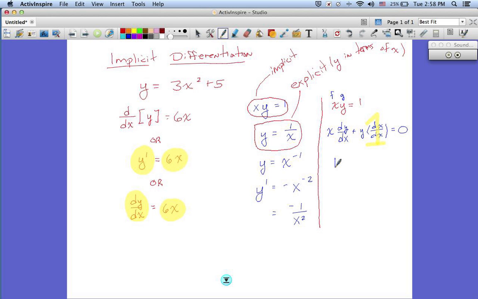So I end up with dy dx is equal to, and I want to subtract y and divide by x. That's my derivative. Now my derivative, notice, is in terms of both x and y. In this case, since I can rewrite y as a function of x, I could substitute in here and say that negative, here comes the substitution, 1 over x, over x. And that's the same as negative 1 over x squared, which we got over on this side. So bottom line is, we don't need to be able to rewrite it as a function of x. We can take the derivative implicitly.